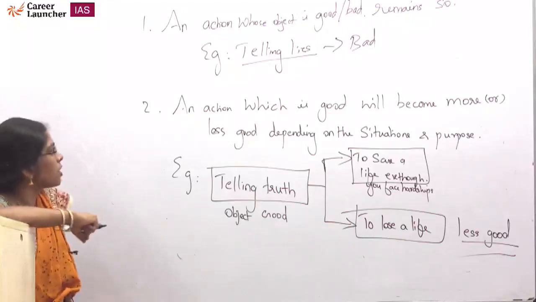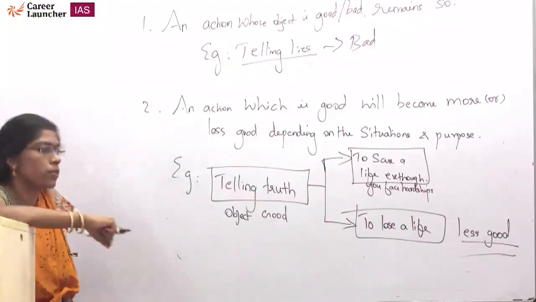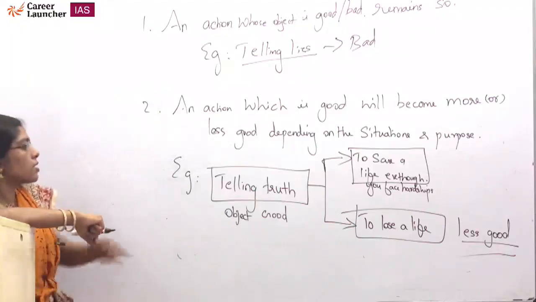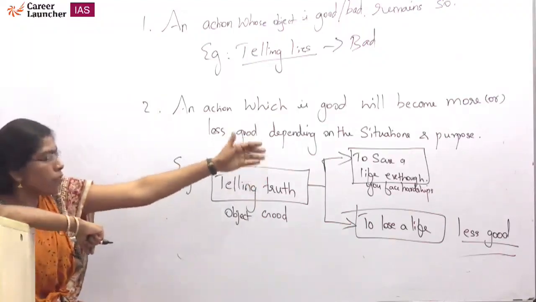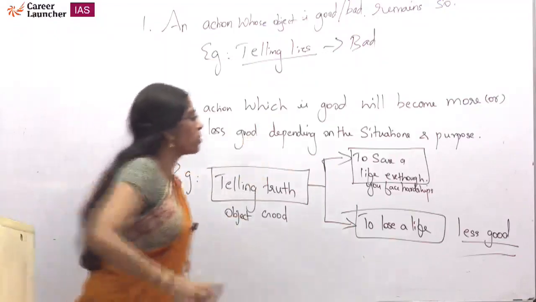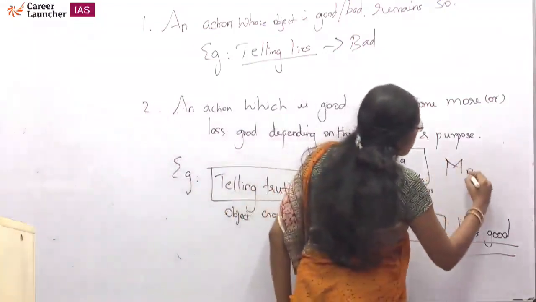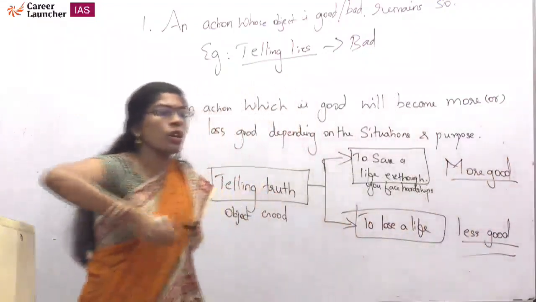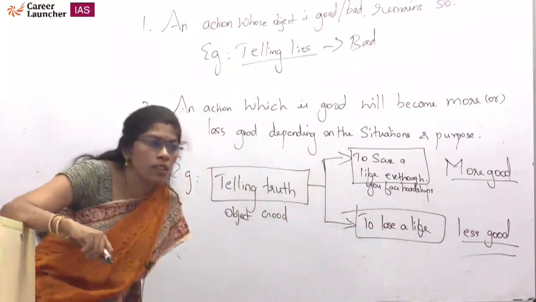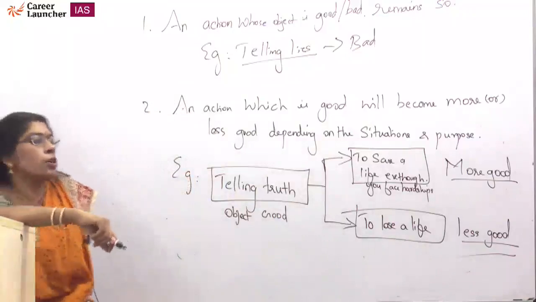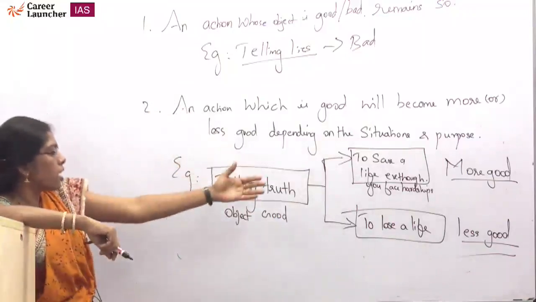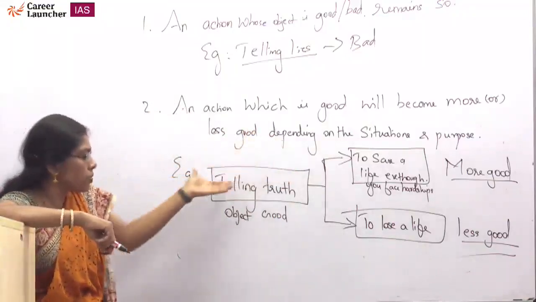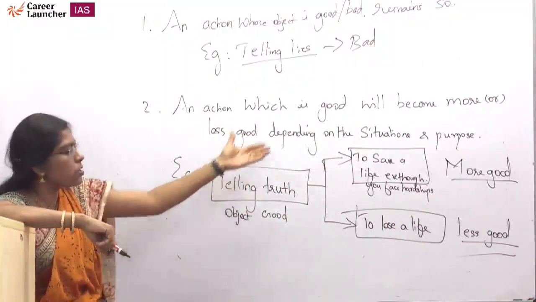So what he has given this, I don't know. I think he has given some examples for us. What he says is that to save a life, even though you face hardships, this is more good. Okay? Because you are saying the truth. Even though you are going to lose your job in the event of saying this truth, you want to say the truth, because that is the truth which is there and it cannot be hidden. So this is called more good.